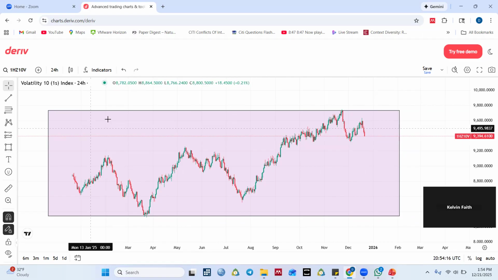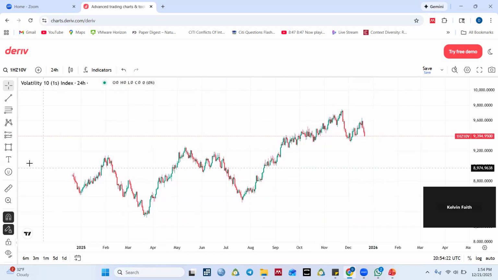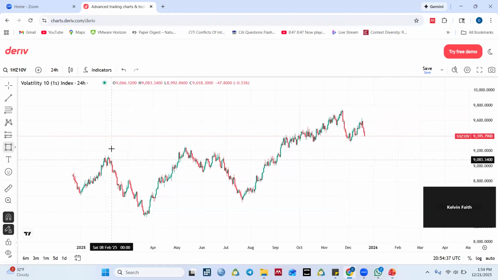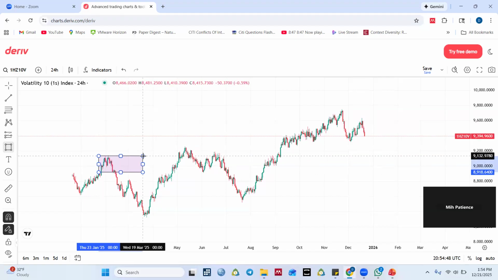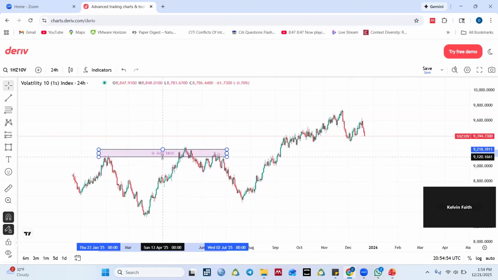So what is the most important area of interest for this chart as we are looking at it? For me, as I sit right now, the key here is where have you seen multiple reactions? Which zone do you see the most reactions? I can see here, I can see here too, and here. At least there are three important reactions.